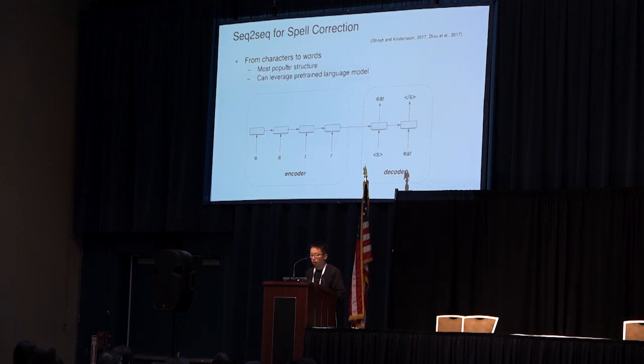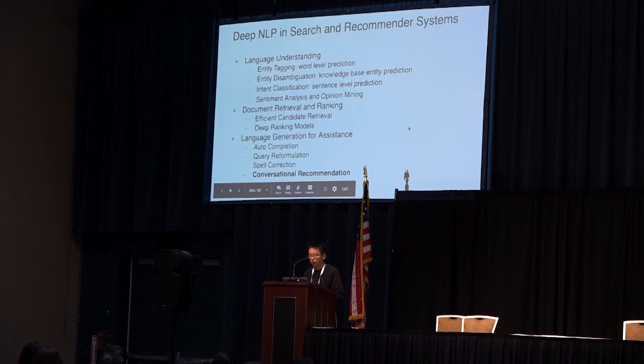So therefore, the most popular structure is from characters to words. The encoder side is characters, and the decoder side is words. The benefit of this framework is that you can also leverage a very large pre-trained language model because the decoder side is a language model. Okay, so that's all for the three search tasks.